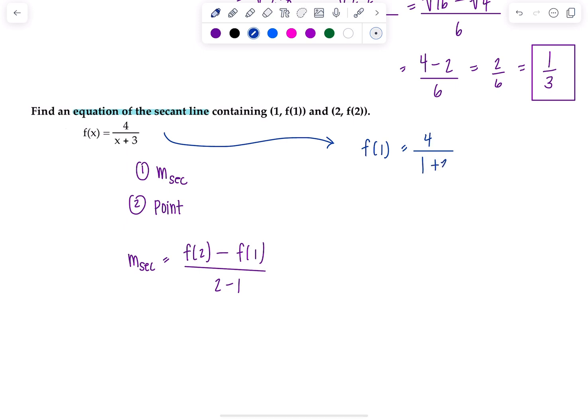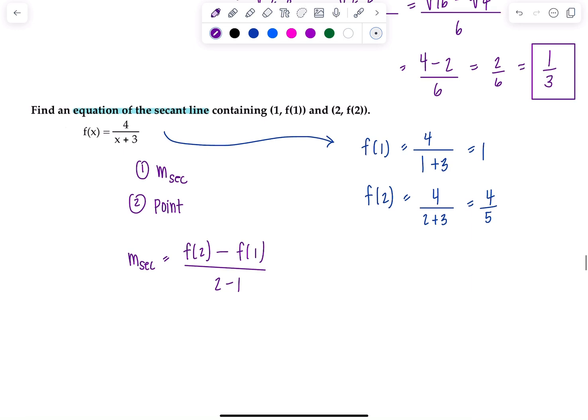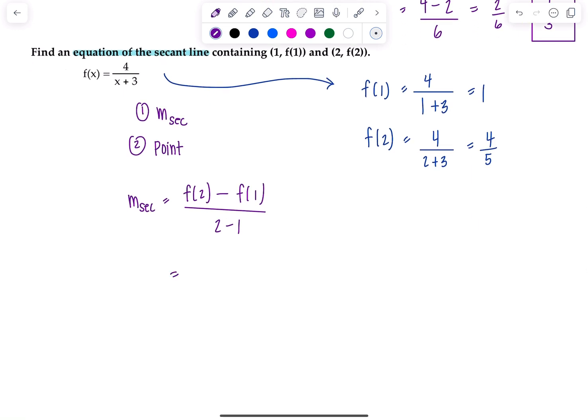4 over 1 plus 3, so that's 4 over 4, that's 1. And then f of 2, that's 4 over 2 plus 3, that's 5 in the denominator, so this is 4/5. Okay, lovely. Now plug that all back into the numerator. So f of 2 is 4/5 minus f of 1 is 1, over 2 minus 1 is 1. 4/5 minus 1, well, I know 1 is 5 over 5. So 4 over 5 minus 5 over 5 is negative 1/5. Over 1, I don't need to write it anymore. It's not doing anything. So here's the slope of my secant line.